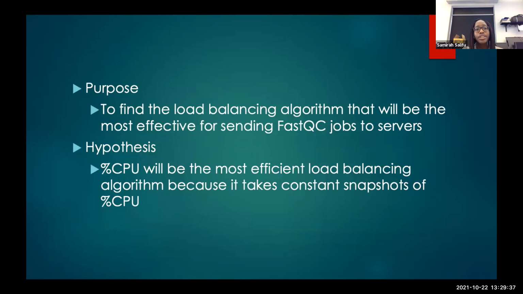The purpose of this experiment was to find the load balancing algorithm that will be the most effective for sending FastQC jobs to servers. The hypothesis was that %CPU will be the most efficient algorithm because it takes constant snapshots of the CPU, %CPU.